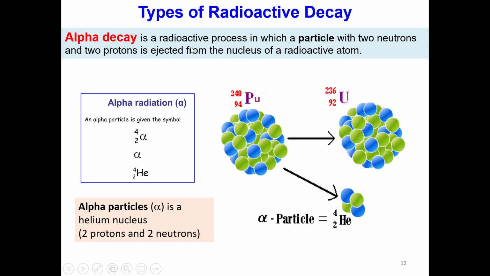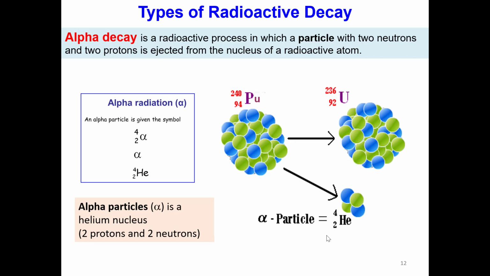Now we are going to discuss each type of radioactive decay in detail. Let's start with the alpha decay. Alpha decay is a radioactive process in which a particle with 2 neutrons and 2 protons is ejected from the nucleus of a radioactive atom. In this example, we had the nucleus of a plutonium isotope. And we can see the nucleus of the plutonium has many protons and many neutrons. In order to be stable, this nucleus ejects 2 protons and 2 neutrons, which correspond to the helium nucleus.